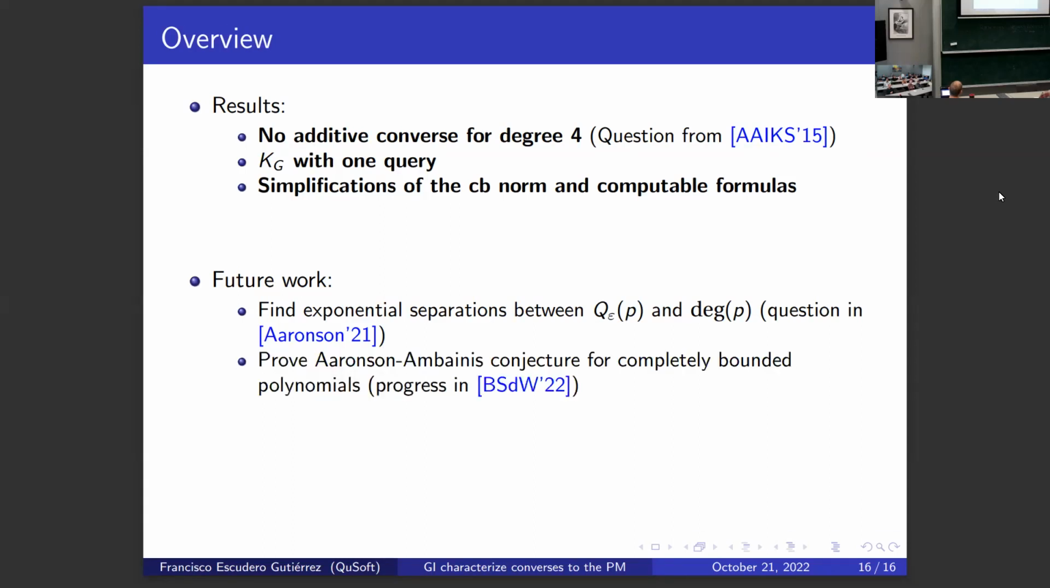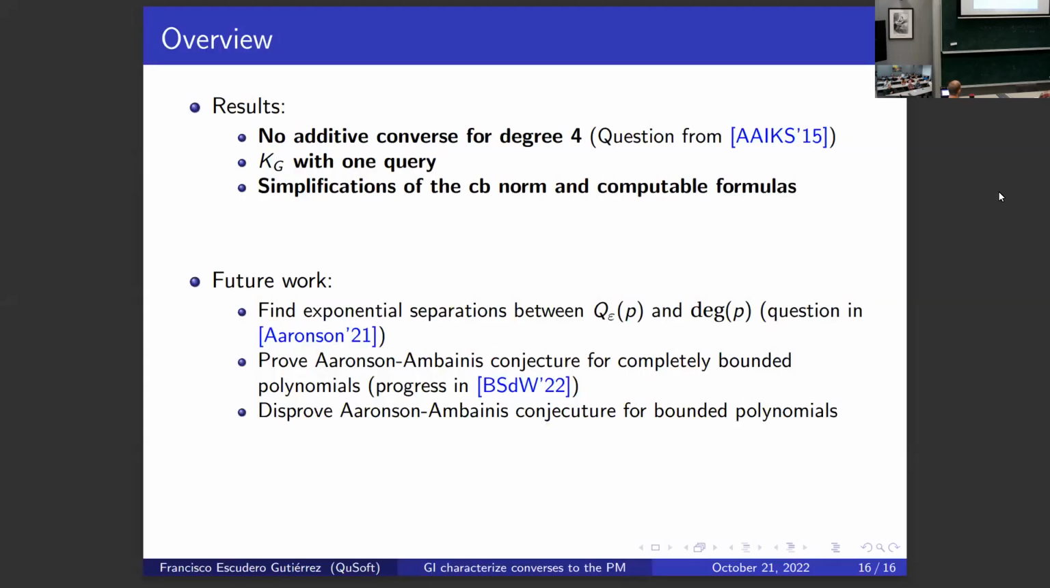Also, I want to say that these techniques of completely bounded polynomials characterizing quantum query algorithms have already been used in other places. In a work of Nikhil Bansal, Makrand Sinha, and Ronald de Wolf that appeared earlier this year, they prove a particular case of the Aaronson-Ambainis conjecture, which is a conjecture that wonders if the outputs of quantum query algorithms have an influential variable, and they use this characterization of quantum query algorithms through the completely bounded polynomials to prove a particular case of this conjecture.